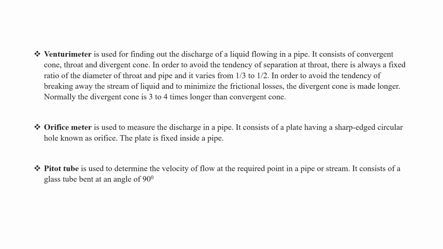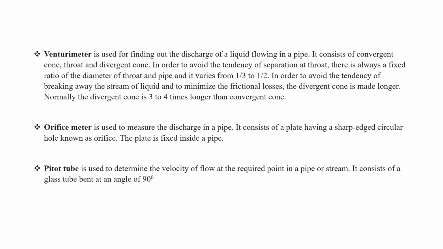The second one is the orifice meter. It is used to measure the discharge in the pipe. It consists of a plate which has a sharp-edged circular hole, and that hole is known as the orifice. This plate is fixed inside the pipe.